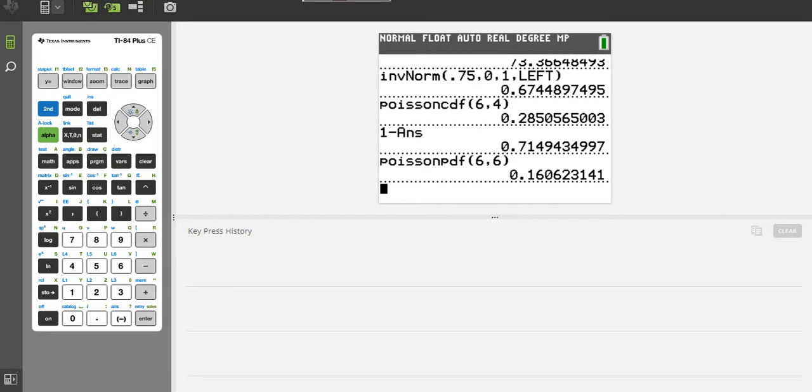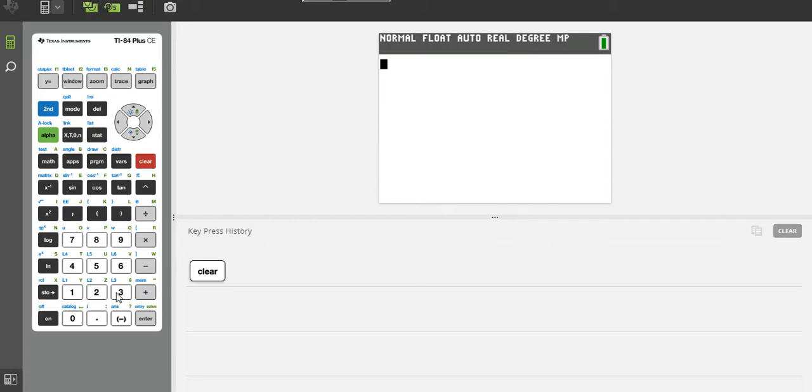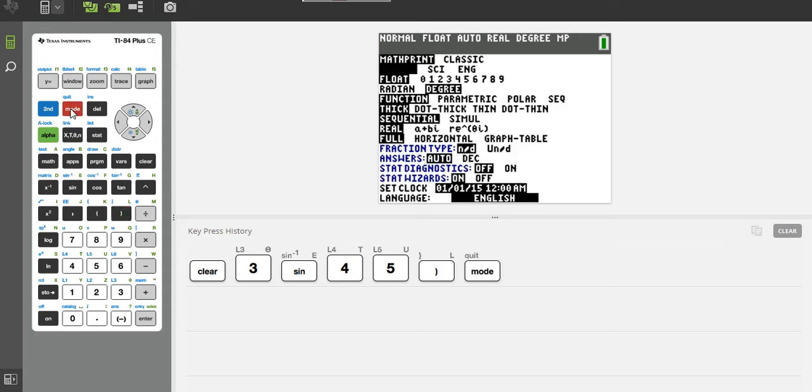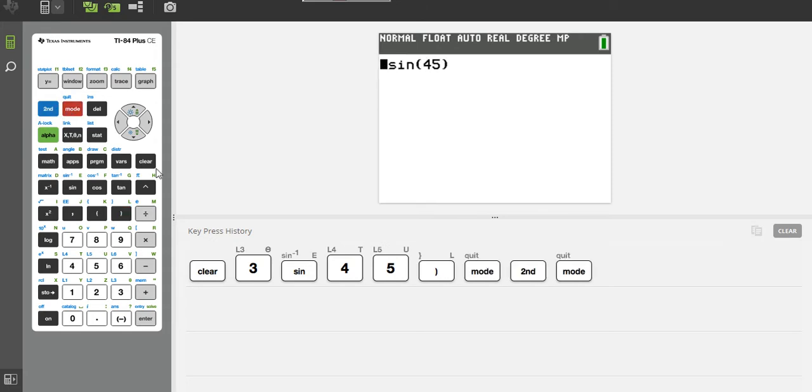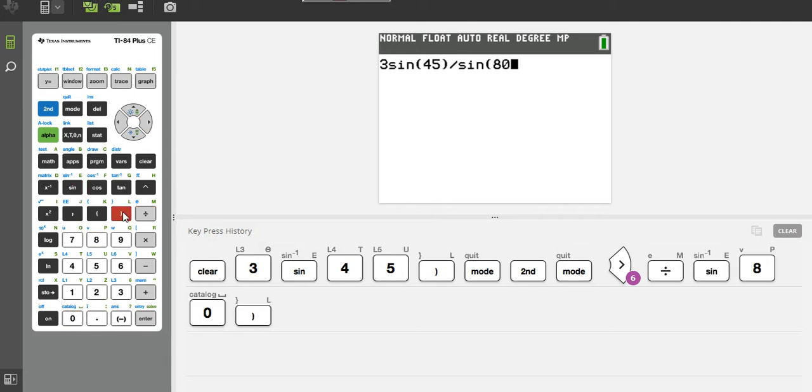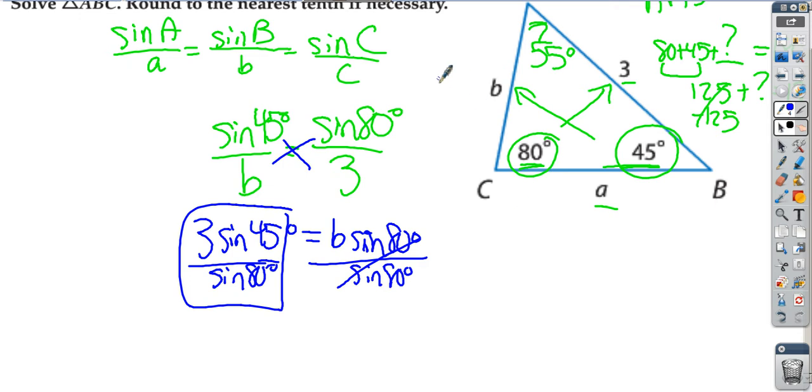So let's verify what that is right now. So 3 times the sine of 45, let's make sure we're in degree mode, we are. And then we're going to divide this by the sine of 80 degrees. And that should give us side B, and it's 2.15. So that means this side is going to be 2.15. It says round to the nearest tenth, so let's say 2.2.